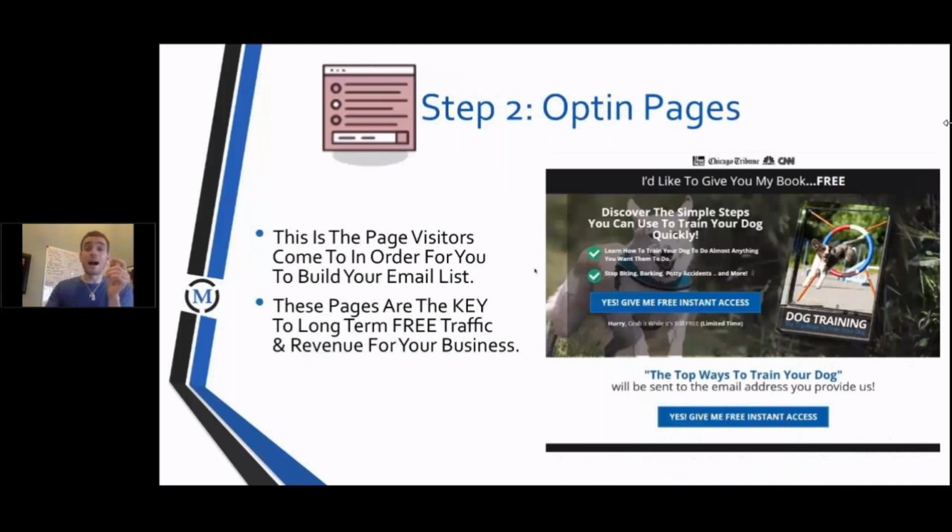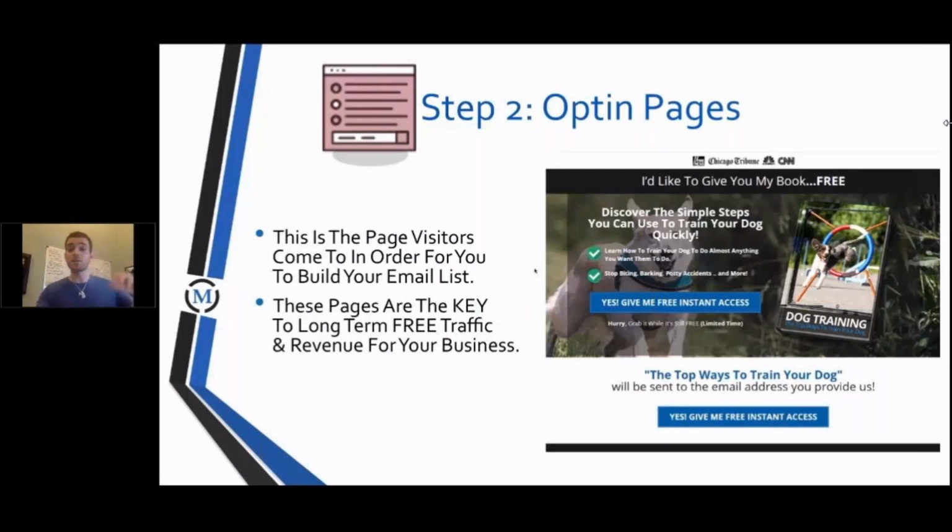Step number 2 is your opt-in page. This is where you grab someone's email address, and in order to do that, you've got to give them something for free. So this is the page that visitors land on, and these are the key to the long-term free traffic and revenue for your business.